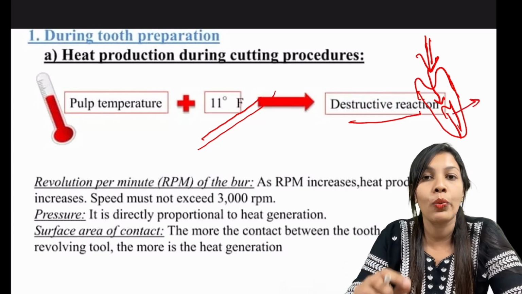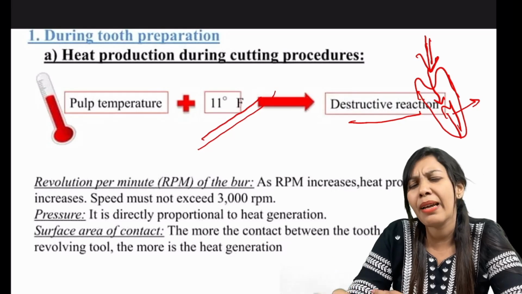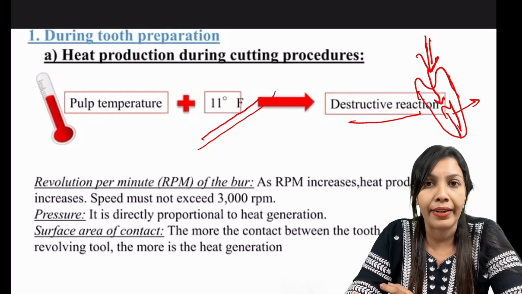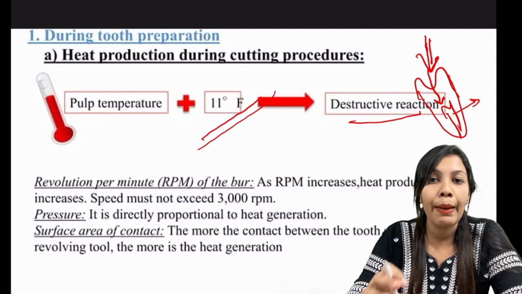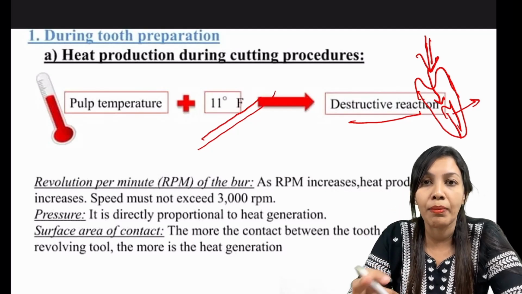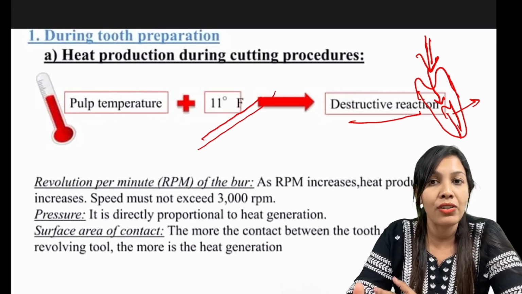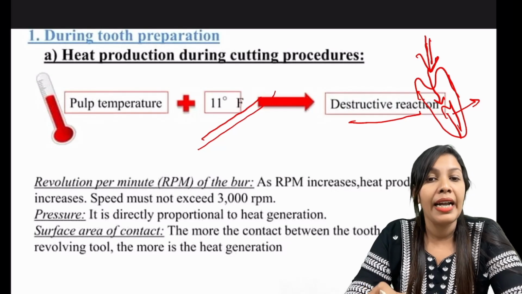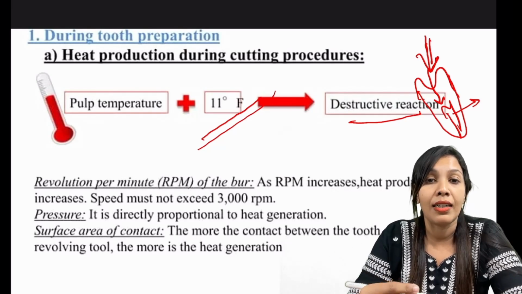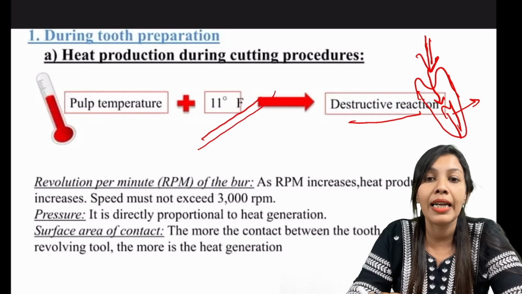So whenever we cut a tooth, it is very important to use coolant. Coolant like water should keep on spraying on the burr or the material, so that there will be no destructive response taking place on the pulp. Another important thing is the revolutions per minute, the speed at which the burr rotates. The speed should not exceed 3000 rpm.